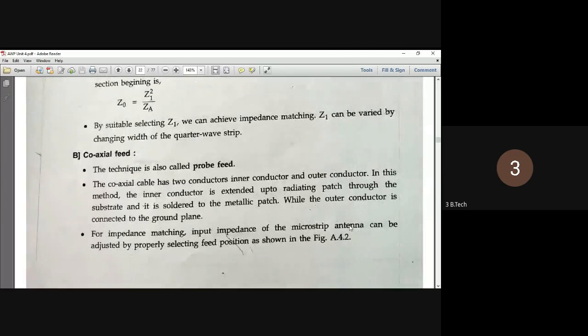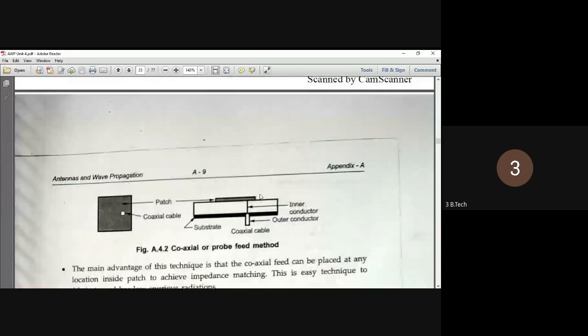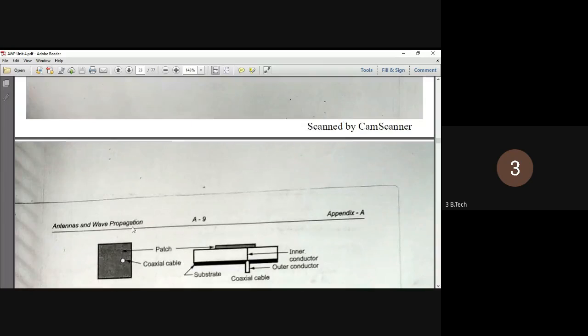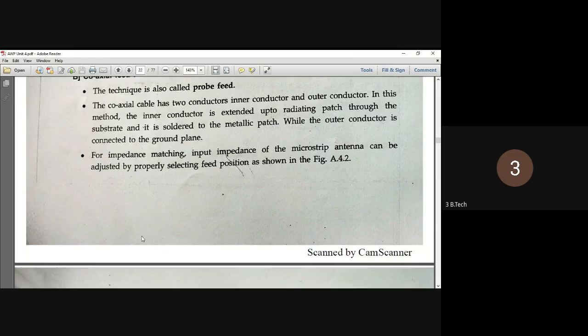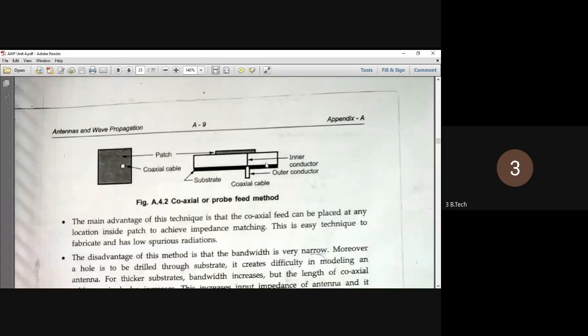The other one in contacting feed is the coaxial feed. I showed the coaxial feed here earlier. Look, a small hole is made at some place inside the patch, called the probe feed, and it is connected. The coaxial cable has two conductors, inner conductor and outer conductor. Here, look, this is a coaxial cable. It has an inner conductor and an outer conductor.